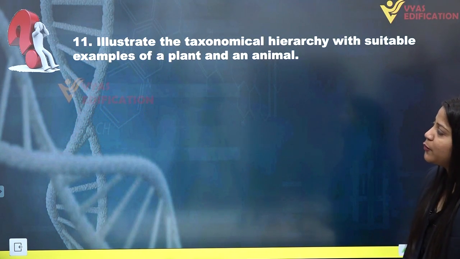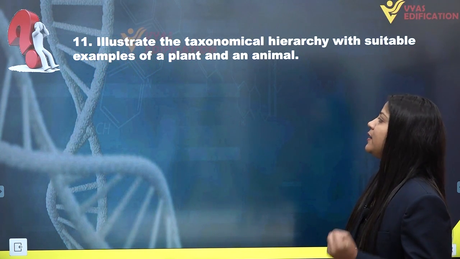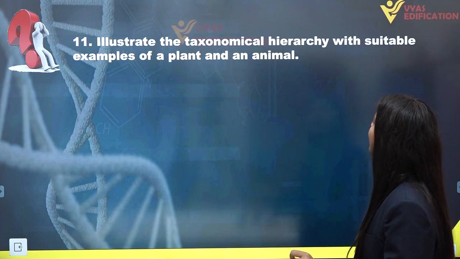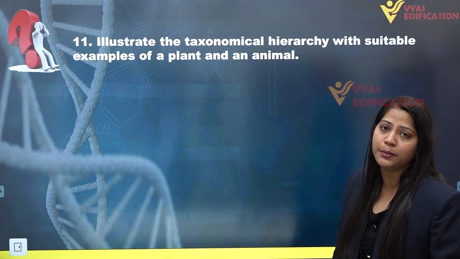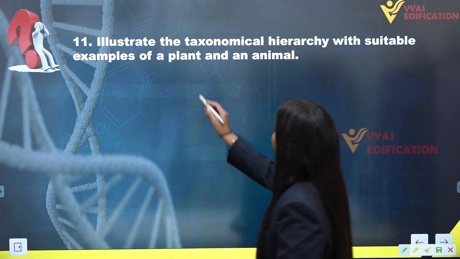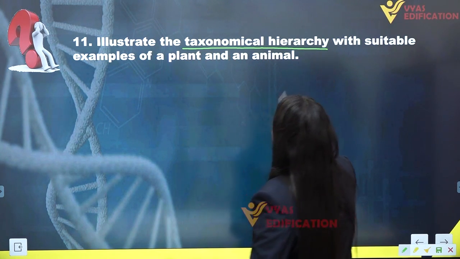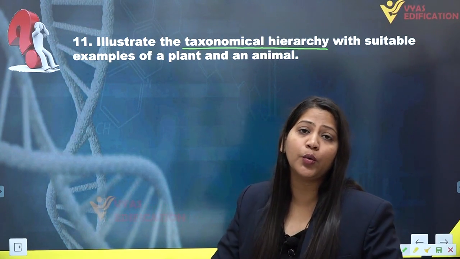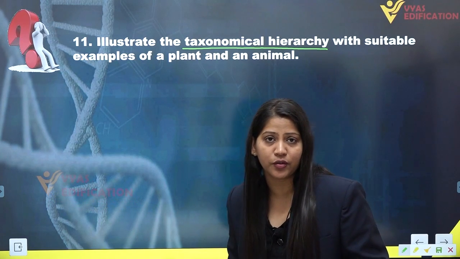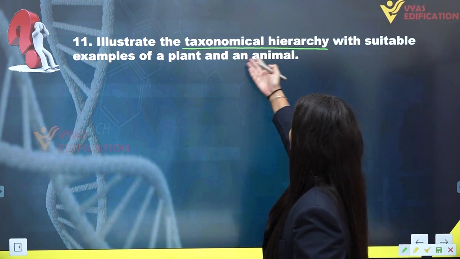So now we come to the last question of this chapter, and question number 11 is asking to illustrate the taxonomical hierarchy with suitable examples of a plant and an animal. So first of all we'll see what actually is taxonomical hierarchy. Now we know that there are various taxa included in the hierarchical classification. Alright, so what is the definition of taxonomical hierarchy?